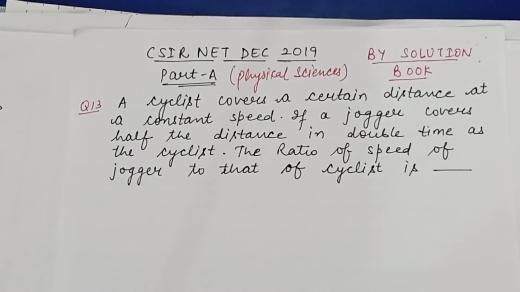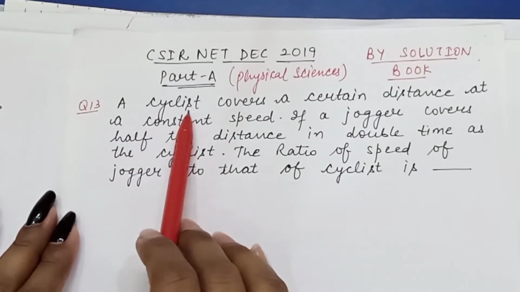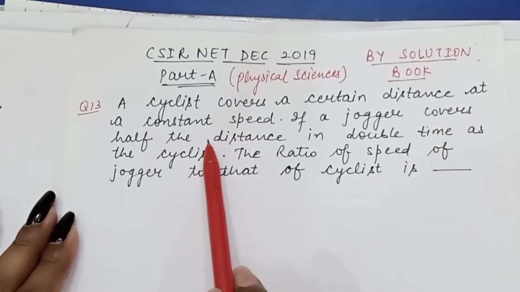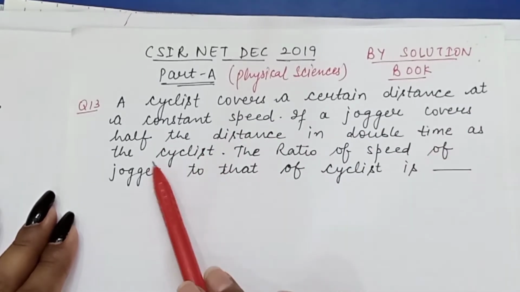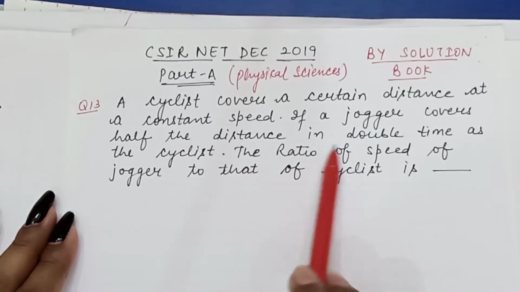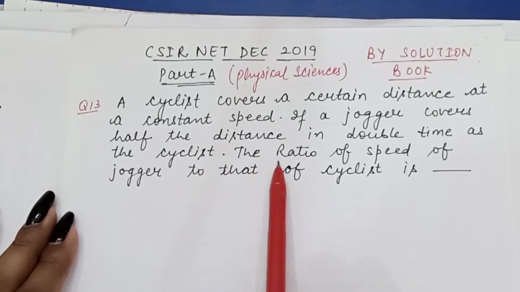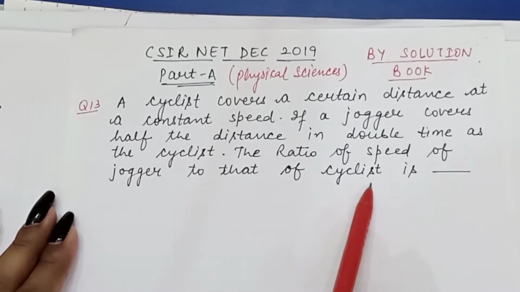Now let us start our first question in this video. A cyclist covered a certain distance at a certain speed. If a jogger covers half of the distance in double time as the cyclist, the ratio of speed of the jogger to that of cyclist is.